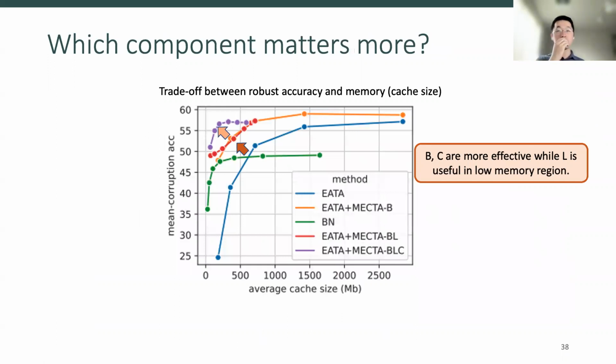Also, we are interested to ask how these three different components affect the memory consumption, or the trade-off between memory in terms of cache size and the robust accuracy in terms of mean corruption accuracy. By mean corruption accuracy, we mean accuracy averaged on five types of noise. We show that on this trade-off, our algorithm can gradually push forward the frontier until it is very accurate and also consumes very low cache size.